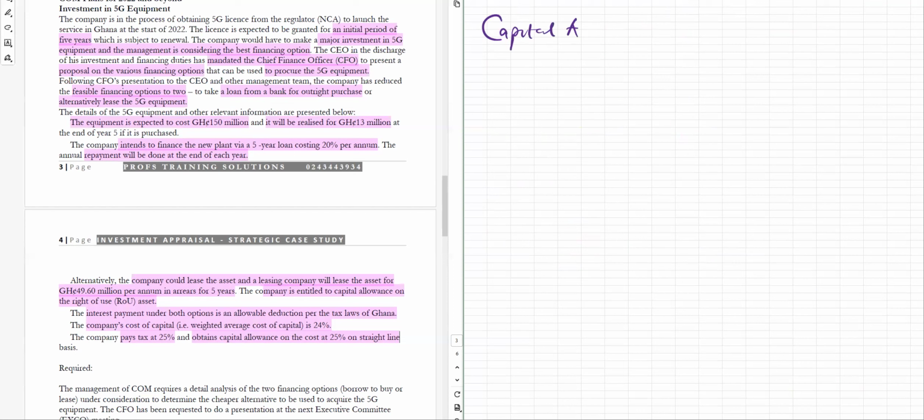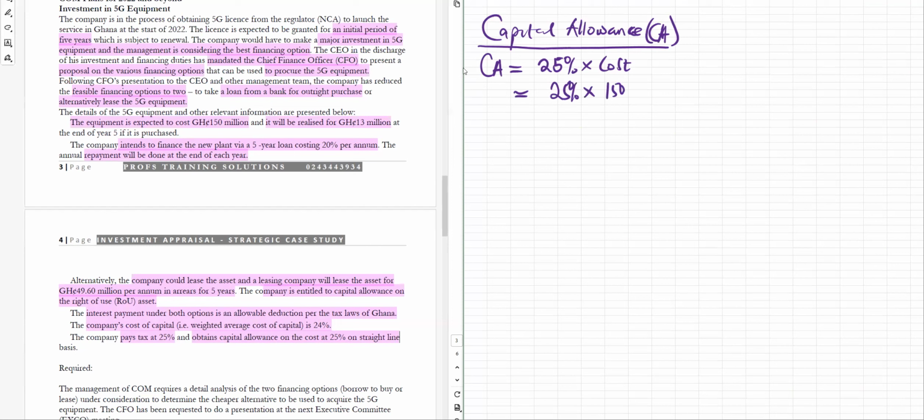And because capital allowance is an expense, we are going to save tax. Any expense that you have, you will save tax on it so far as it's allowable. So per this question, the capital allowance, let me call it CA, will be given as the percentage on cost. It is given as 25% on the cost of the asset. So here, capital allowance is 25% on the cost, which was 150,000.